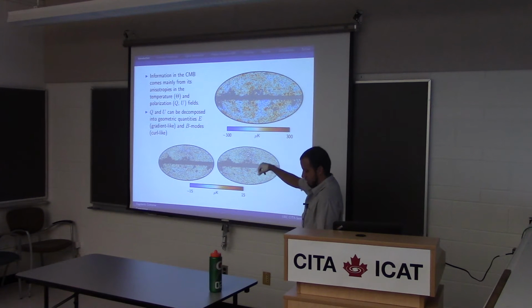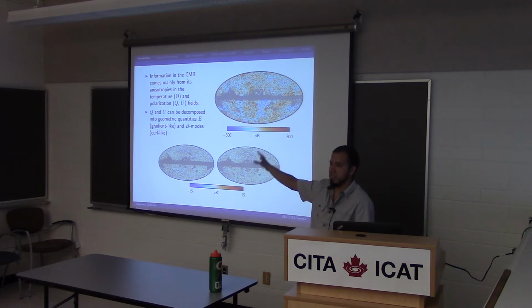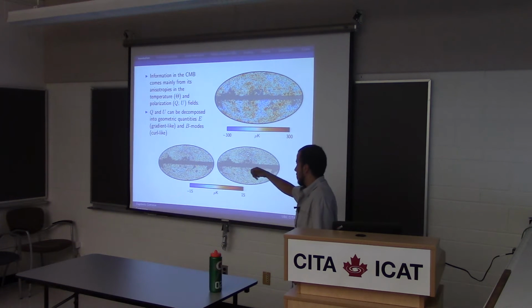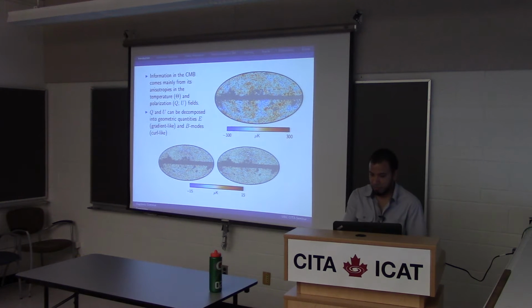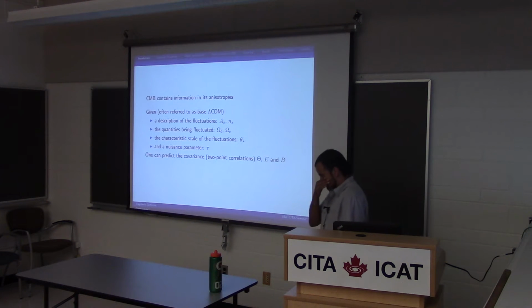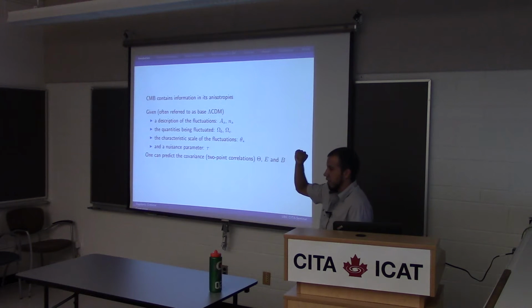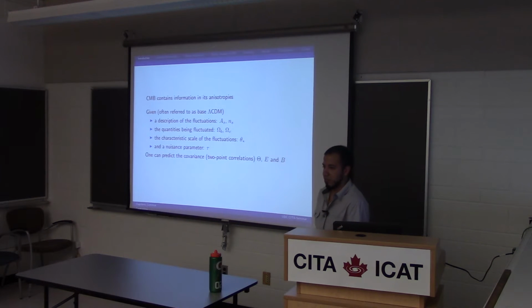And because you have this extra degree of freedom, you can decompose the polarization into E modes and B modes. E modes share similar parity properties to the temperature, and B modes have opposite parity. So for most of cosmology, people talk about base Lambda CDM. These are the 6 numbers that describe the large-scale universe really well.